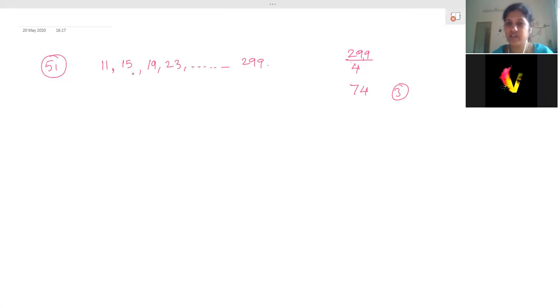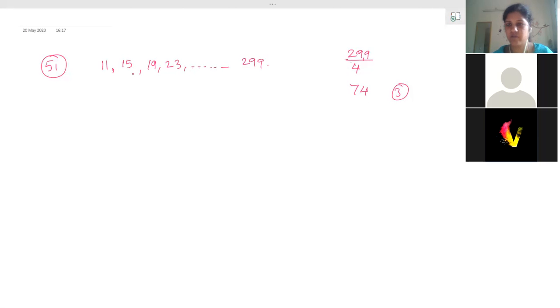So what they told: when it is divided by 4, remainder is 3. So what is the multiple of 4? Is the answer 73? Yes, right. What is the number here? First take a number divisible by 4 and add 3, because remainder is 3. So we will add 3.